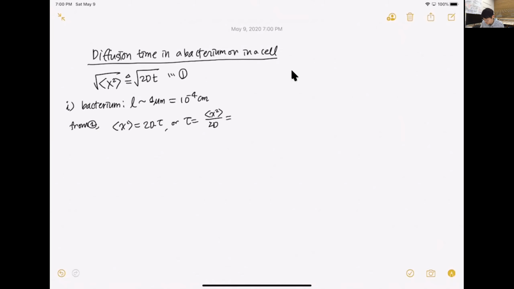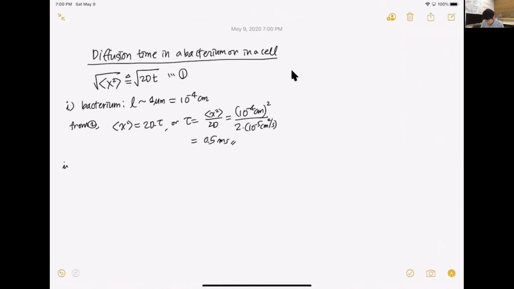And let's input here, so square. This is (10 to the minus 4 centimeter) squared over 2 times 10 to the minus 5 centimeter squared per second. And guess what? What time would it be? It's half a millisecond, 0.5 millisecond. So inside the bacterium, for a solute particle to move around till the end, it takes only about half a millisecond. That's pretty quick.